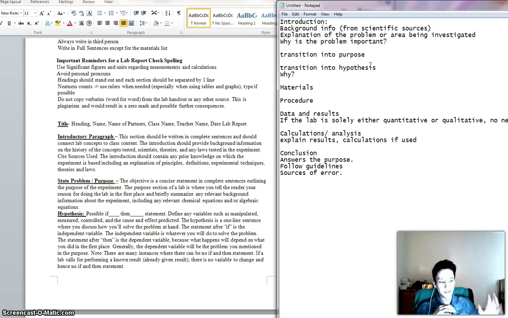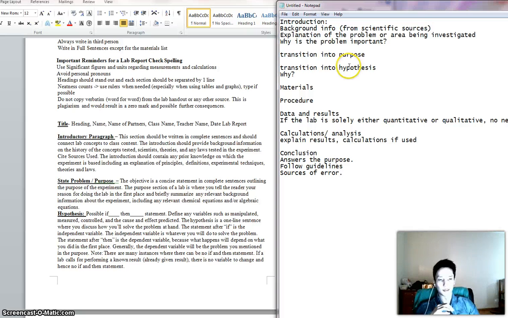And ease the reader in. Talk about polymers. Talk about slime. Talk about the chemistry, right? Ease the reader in. Okay. You're going to be also explaining the problem or area being investigated.